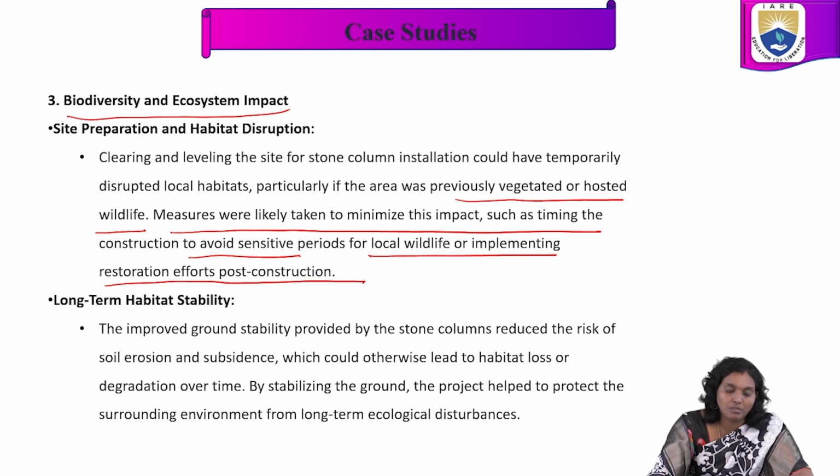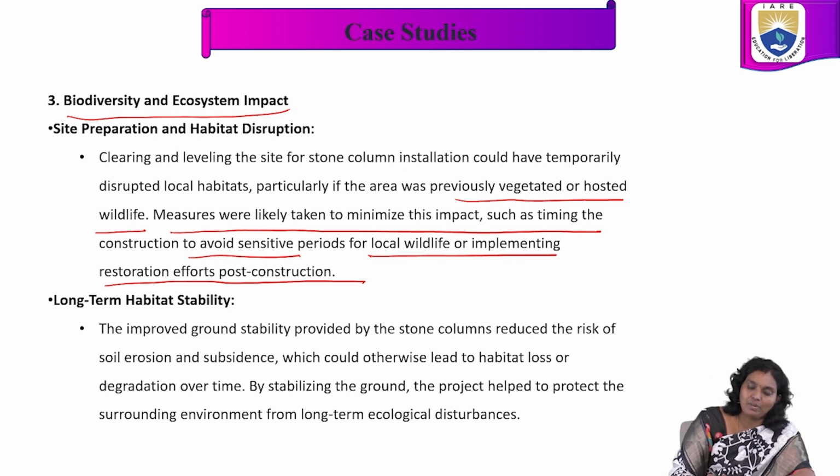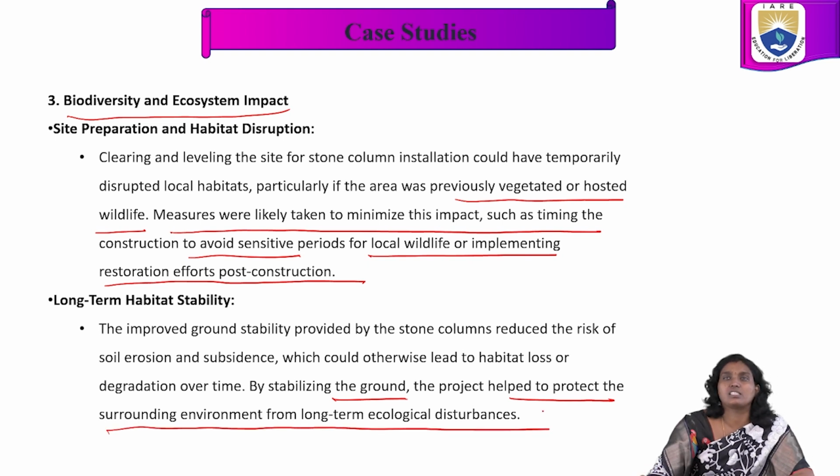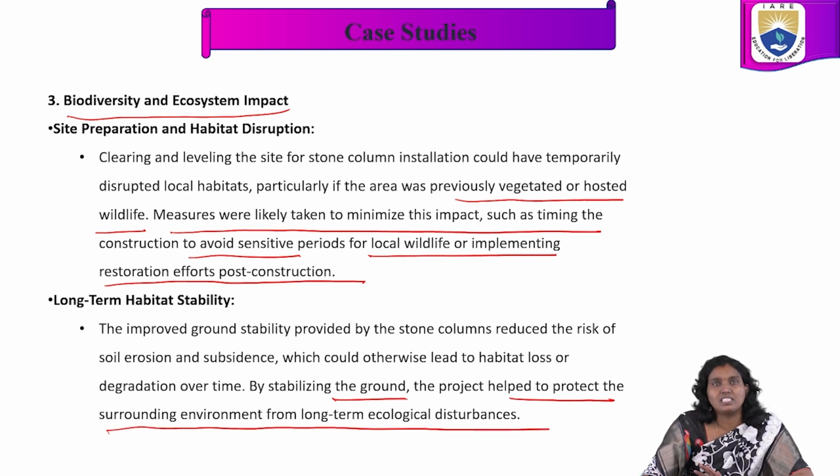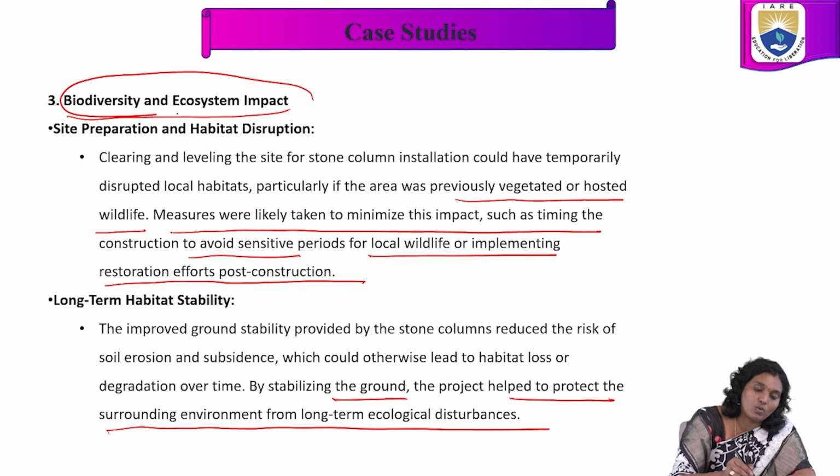Now, long-term habitat stability. The improved ground stability provided by the stone columns reduced the risk of soil erosion and subsidence, which could otherwise lead to habitat loss or degradation over time. By stabilizing the ground, the project helped to protect the surrounding environment from long-term ecological disturbances. So, long-term habitat stability is what we are going to understand in this biodiversity and ecosystem topic.